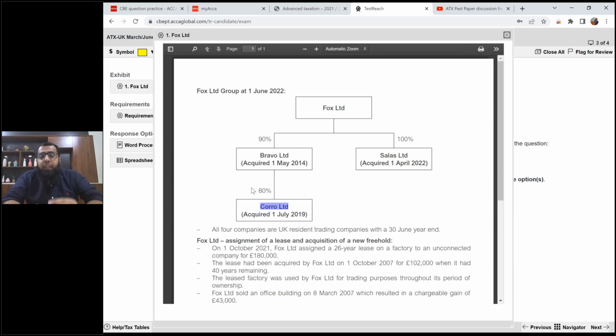I will repeat it again. For a 75% group, direct and indirect both must be 75. For a capital gains group, direct should be 75 and indirect should be 50. So for this Coro Limited, the indirect ownership 80 into 90 is 72%. At 72%, a 75% group cannot be formed, but a capital gains group can be formed. We'll look at it in further detail while we read the question.